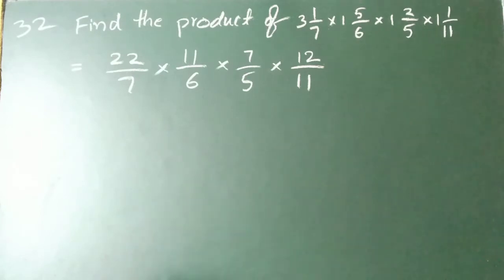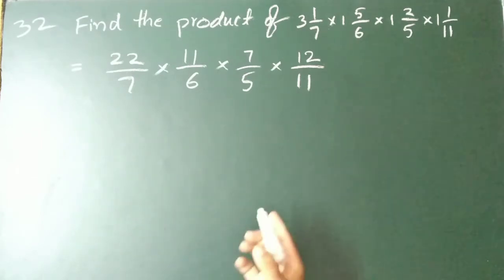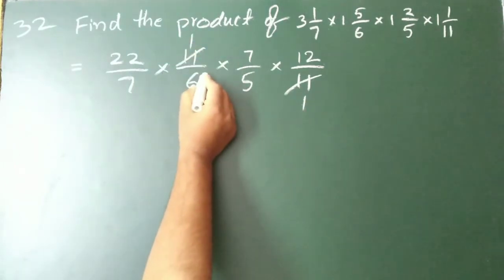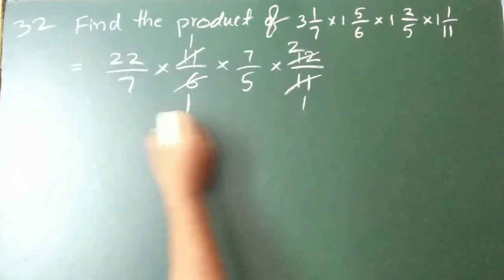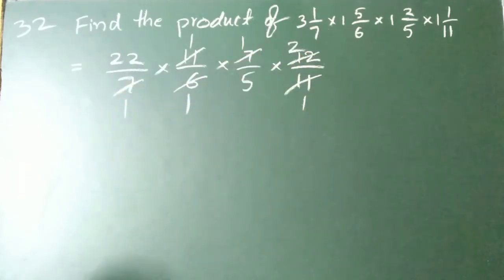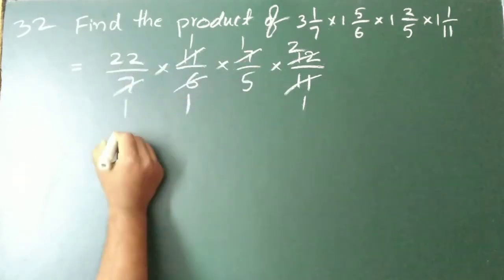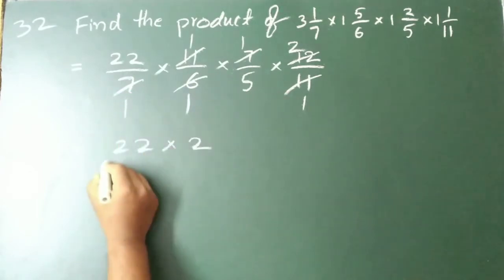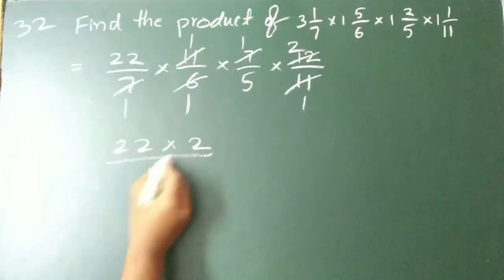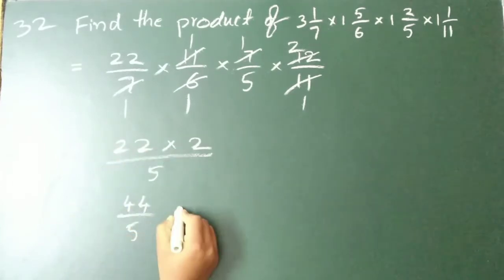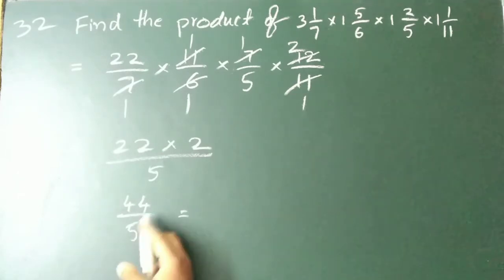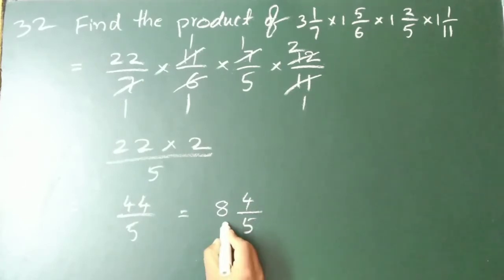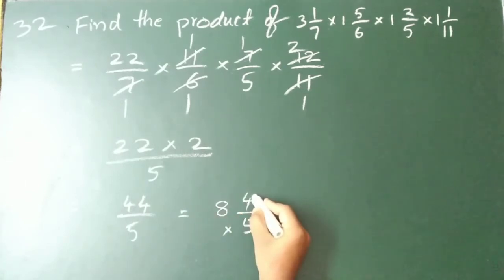Whatever we can cut, we cut. The denominator 11 cancels the numerator 11. Here 6 is there, 6 1s are 6, 6 2s are 12, and the 7s cancel. What remains is 22 and 2 on top, and downside all 1s and a 5. So the answer is 44 by 5. We can write this as a mixed fraction: 5 8s are 40 plus 4, so 44 by 5.